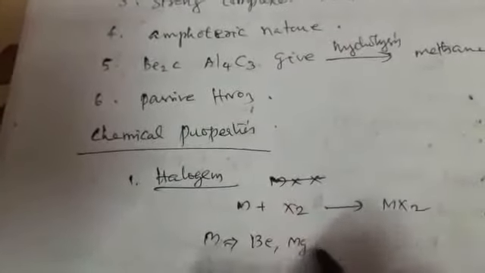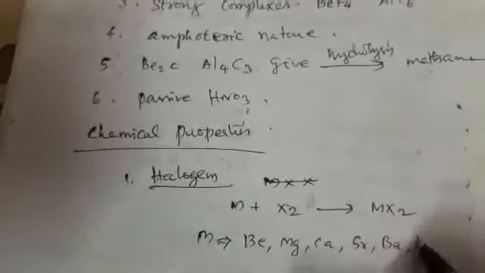Next, chemical properties. First one, reaction with halogens. Metal plus X2 gives MX2. The metals are beryllium, magnesium, calcium, strontium, barium, radium. Halogens are fluorine, chlorine, bromine, iodine.